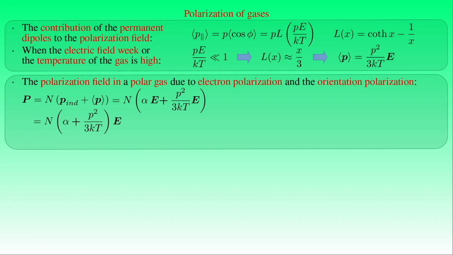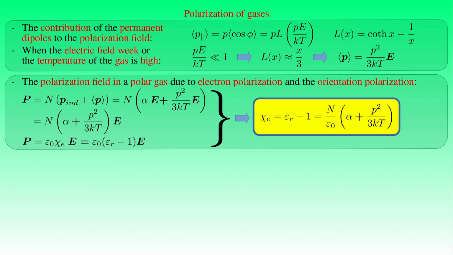As already seen, the polarization vector capital P is also equal to the vacuum permittivity epsilon naught, times the electric susceptibility chi E of the gaseous substance, times the field strength E, where chi E is given by the relative permittivity epsilon R of the gas minus 1. If we compare these two expressions describing the polarization, then we conclude that the electric susceptibility chi E of the gas or its relative permittivity epsilon R minus 1, can be written as the concentration N of the gas molecules over the vacuum permittivity epsilon naught, times the sum of the molecular polarizability alpha of the gas and the square of the magnitude of the electric dipole moment P of the molecules over 3 times the Boltzmann constant K, times the temperature T of the gas.